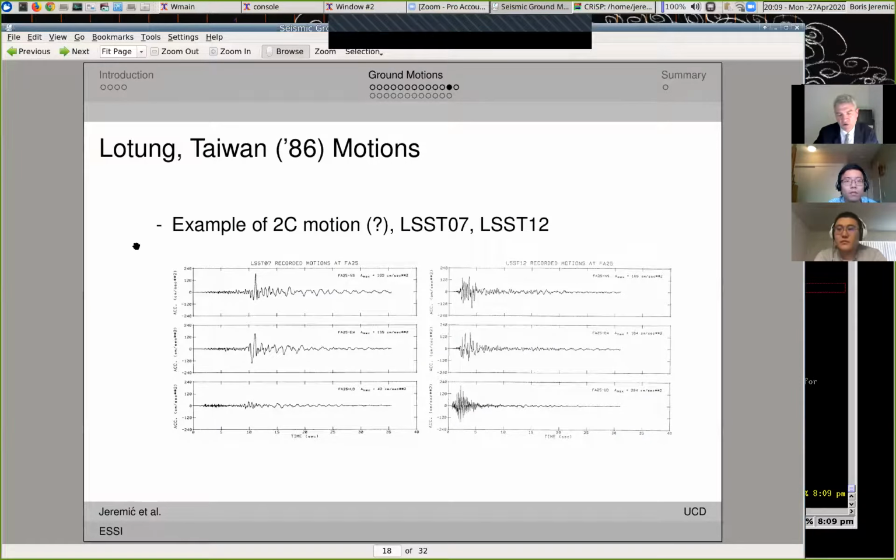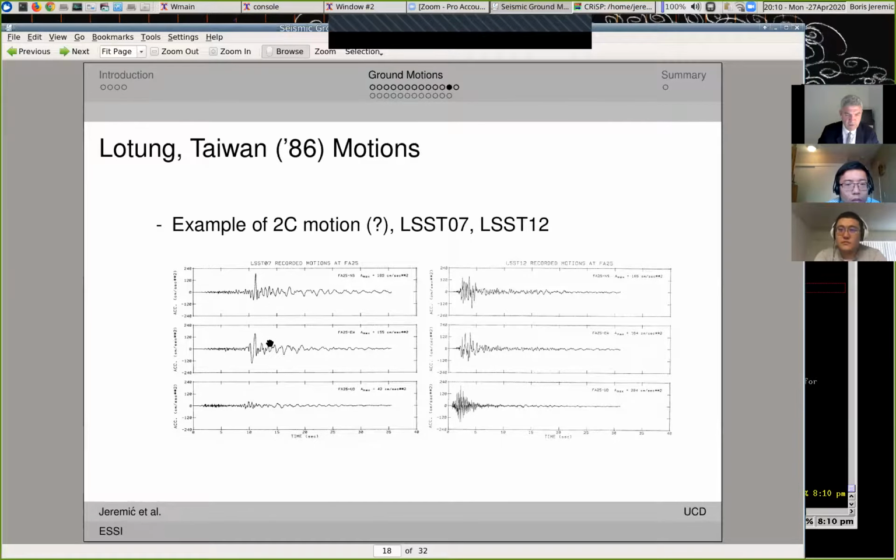all these motions are full 3D. 6 components, 3 translations, 3 rotations. There are very few motions that have only 2 components. I've never seen a 1 component earthquake. I've been looking for a really long time. Here's a famous case, the so-called LSST-07 in Lotung in northeast Taiwan. This is the one that had 2 horizontal components.